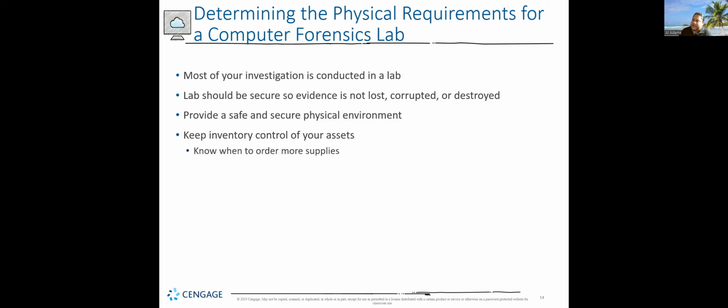Keep inventory control of your assets. Know when to order more supplies. So what it means by keep inventory control of your assets is tag and bag all your stuff that you use regularly.